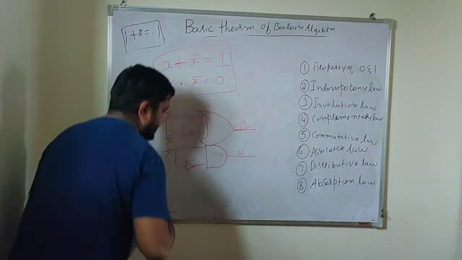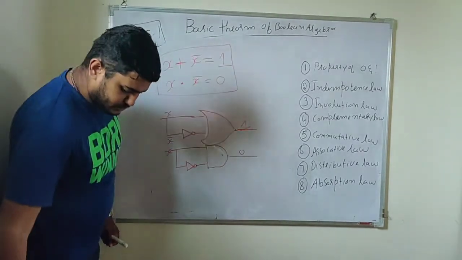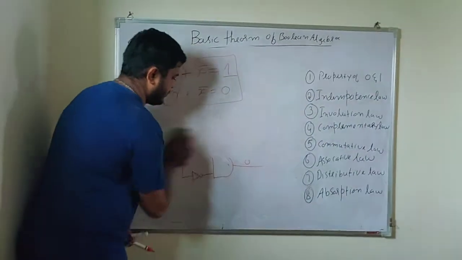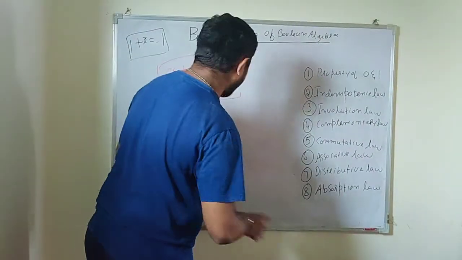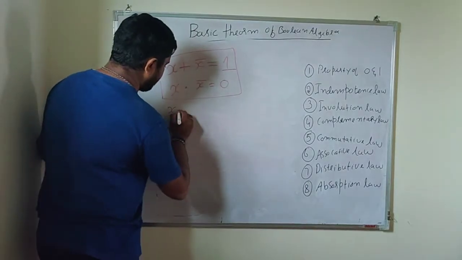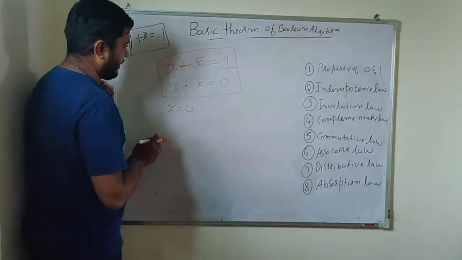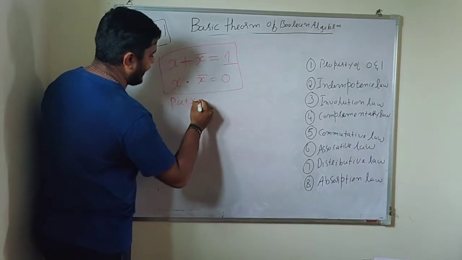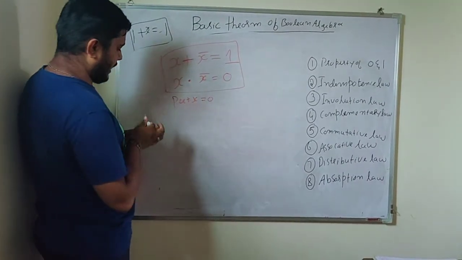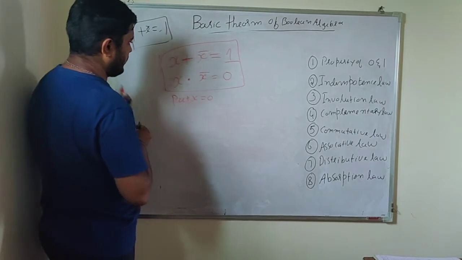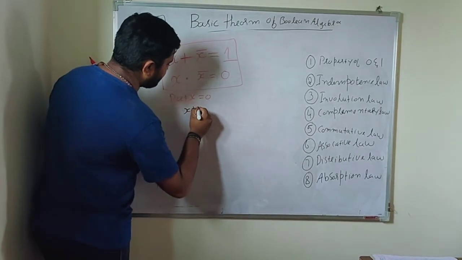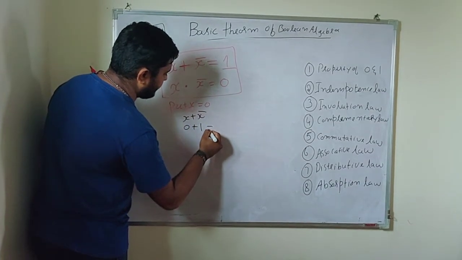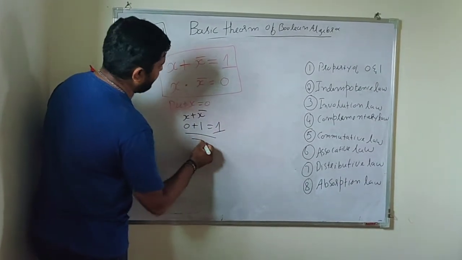So let us prove this statement. Say, for example, you take x is equal to 0. Now put x equal to 0. So x plus x bar: 0 plus 0 bar is 0 plus 1, which is equal to 1. So you have proved this.